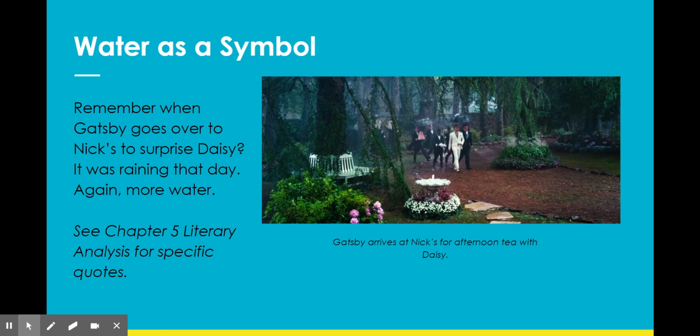Remember when Gatsby goes over to Nick's to surprise Daisy? What was happening that morning or that afternoon? It was pouring rain. And you guys know that we spent quite a bit of time looking at that in chapter 5 when we completed the literary analysis. But we saw, right, that the water, the rain, the weather paralleled or mimicked the same feelings that Gatsby was having as he waited to meet Daisy, right?